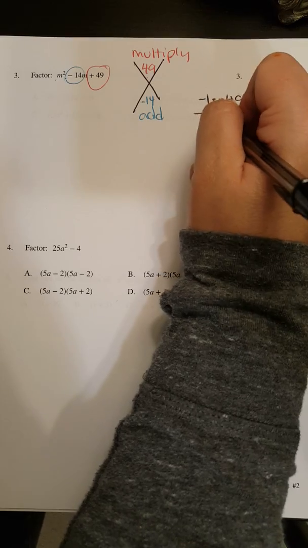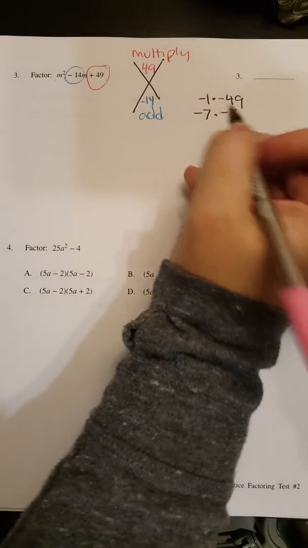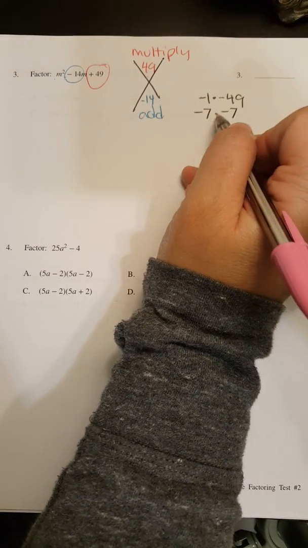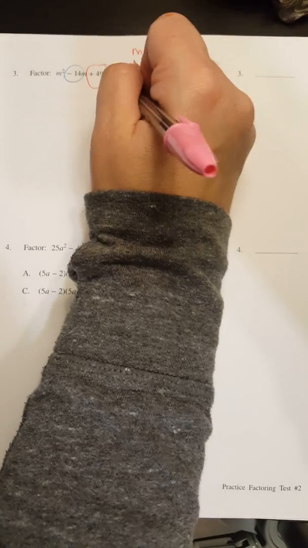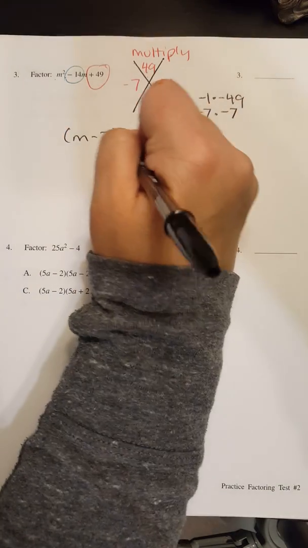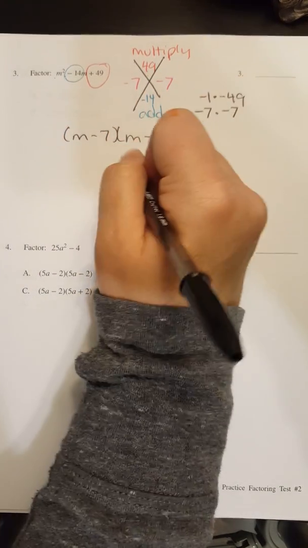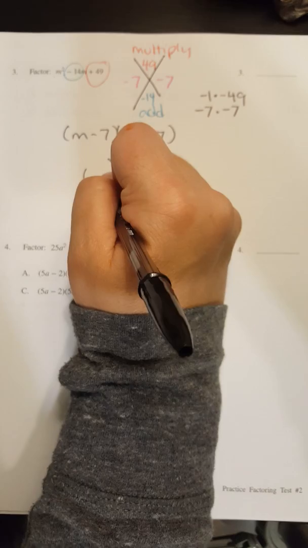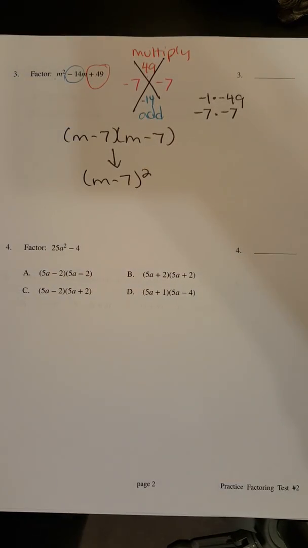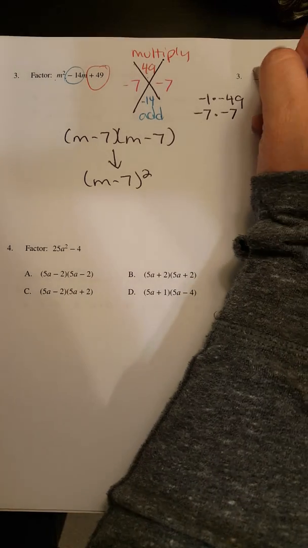Our next ones that work are negative 7 and negative 7. So negative 7 times negative 7 is positive 49. Negative 7 plus negative 7 does give us negative 14. So it is negative 7 and negative 7. So our answer here is m minus 7 and m minus 7. However, you can also write that answer just as m minus 7 squared. Because when you have something squared, that just means you're multiplying it by itself.